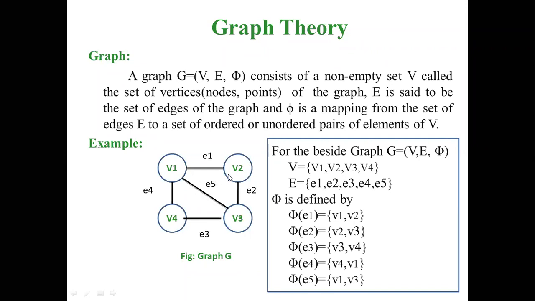So phi is defined by phi of E1 equals V1 comma V2. So E1 is an edge between V1 and V2. E2 is an edge between V2 and V3. E3 is an edge between V3 and V4. E4 is an edge between V4 and V1. E5 is an edge between V1 and V3. So here we have the vertices V1, V2, V3, V4 and the edges E1, E2, E3, E4, E5.